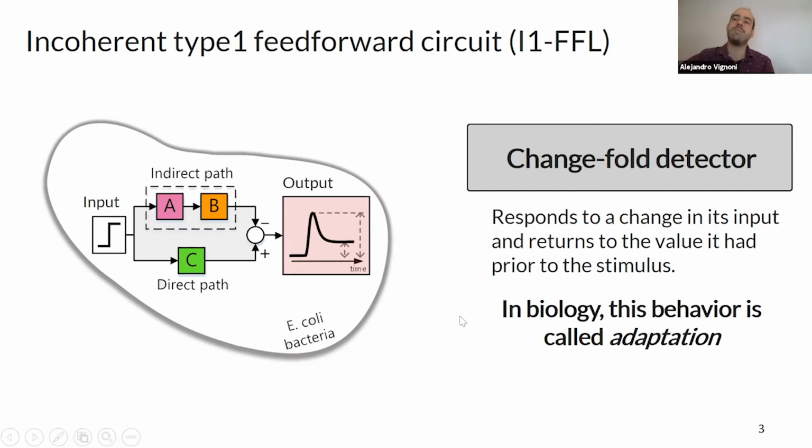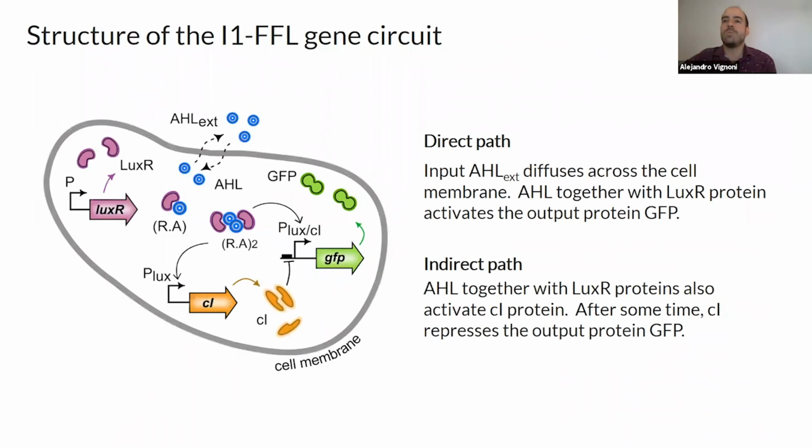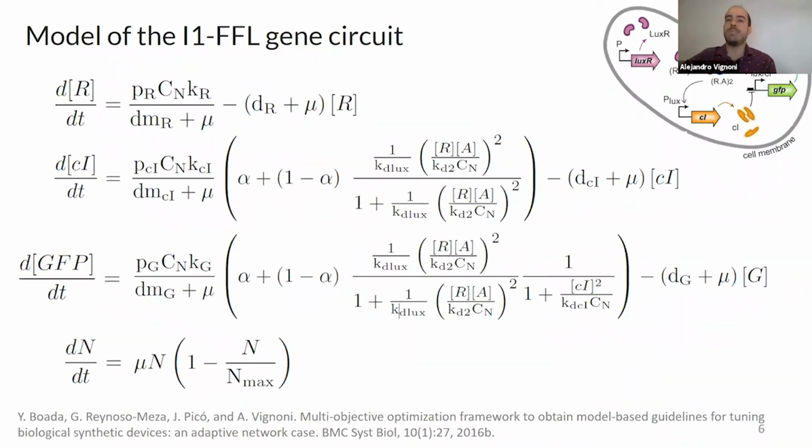And if I put here the part that I didn't mention, the change fault detector, if I put a higher value of the stimuli, I want the peak to be higher. And if I put a small change in the input, I want the peak to be lower. So I want it to be sensitive not only to the change, but also to the amount of change. That's why we build the model, because we wanted to know how to construct the circuit.